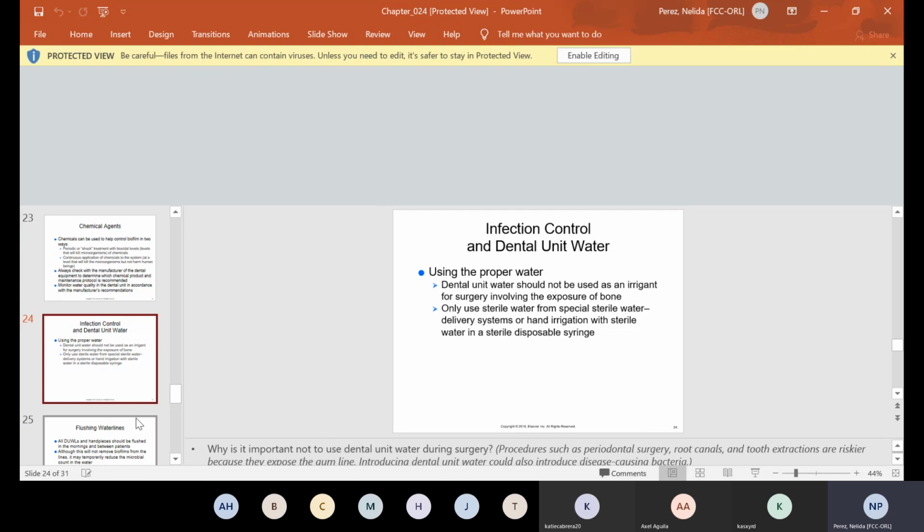Now, infection control in dental unit water: use the proper water. Again, I told you we use tap water in the water unit lines, okay? We use other kinds of water, like distilled water, and we'll talk about that later for the autoclave. But for this kind of water, we use tap water. Dental unit water should not be used as an irrigant for surgery. That was the first thing I told you guys. We don't use dental water from the unit for any type of surgery. We use sterile water. Okay.